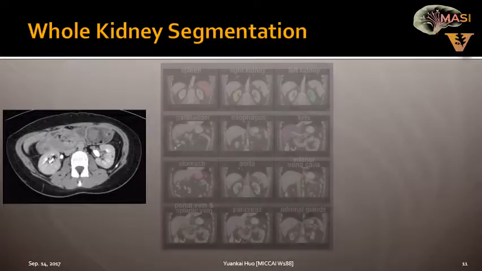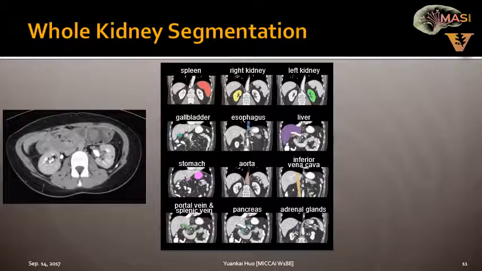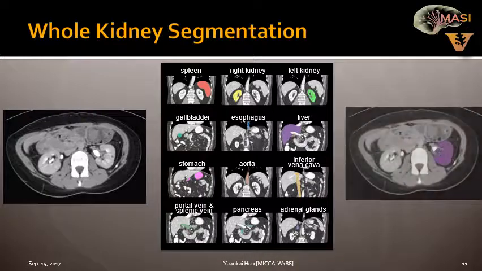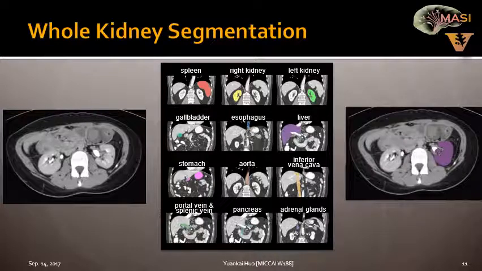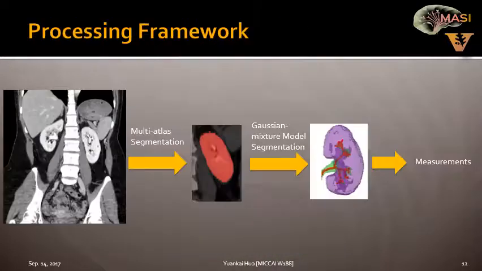Okay, first we do the multi-segmentation, then we can get the segmentation of these organs in the human abdomen. Since we are now interested in the kidney, we can grab the kidney label from the whole body segmentation and know where the kidney is. Then the next step is to do the Gaussian mixture model-based segmentation.